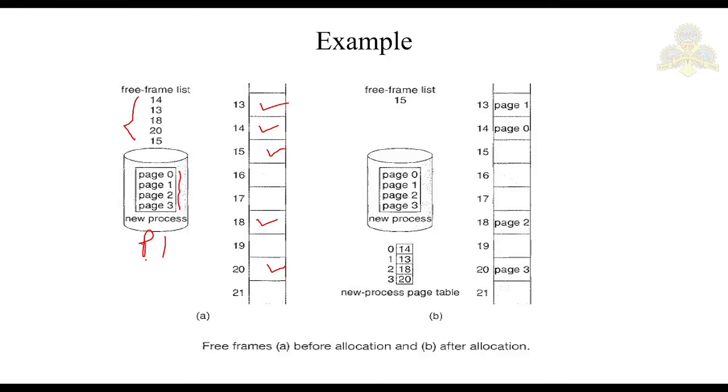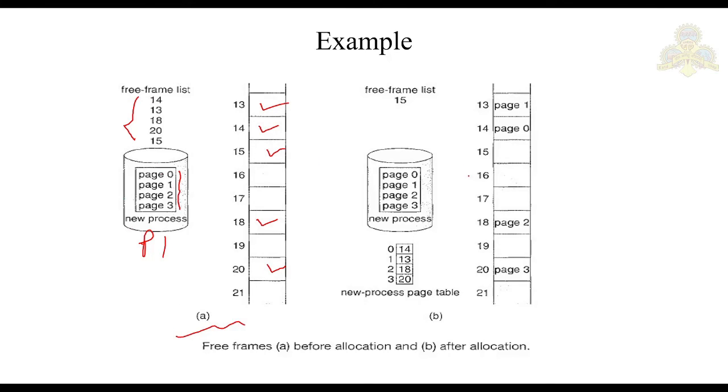Now the pages in this process P1 have to be loaded into this free frame list. This loading is not contiguous in any way, so page 0 can be kept in frame 15, page 1 can be kept in frame 14. Why? Because it is non-contiguous, right? Paging comes under non-contiguous memory allocation. So this diagram is before allocation, right?